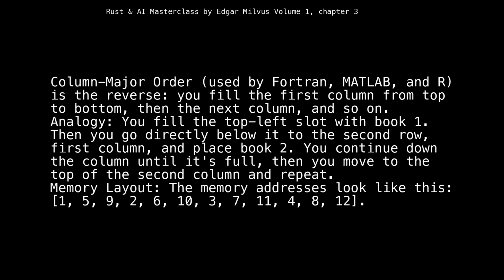Column major order, used by Fortran, MATLAB, and R, is the reverse: you fill the first column from top to bottom, then the next column, and so on. Analogy: you fill the top left slot with book 1. Then you go directly below it to the second row, first column, and place book 2. You continue down the column until it's full, then you move to the top of the second column and repeat. Memory layout: the memory addresses look like this: 1, 5, 9, 2, 6, 10, 3, 7, 11, 4, 8, 12.